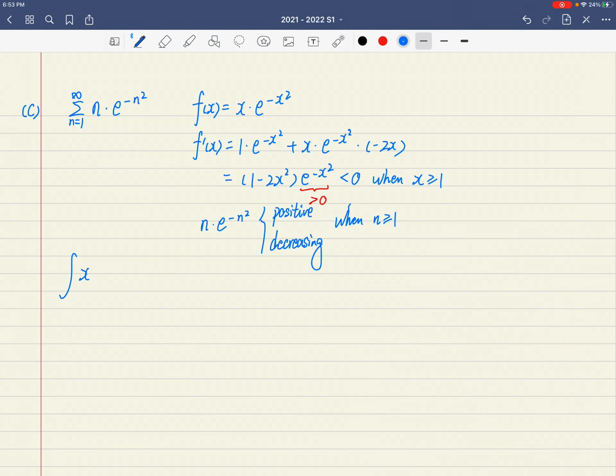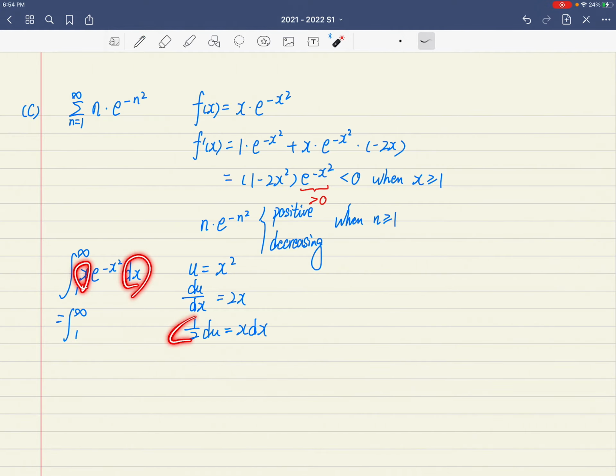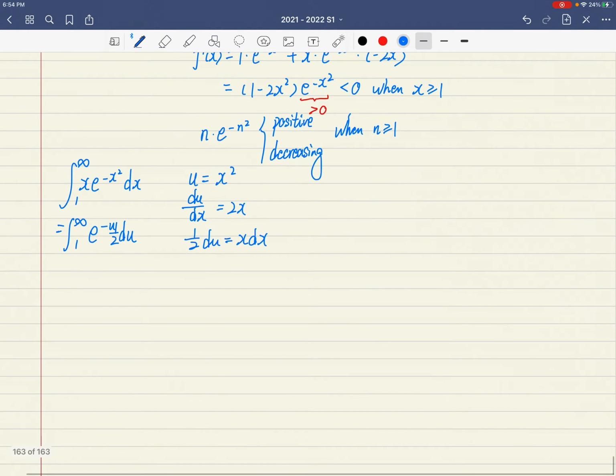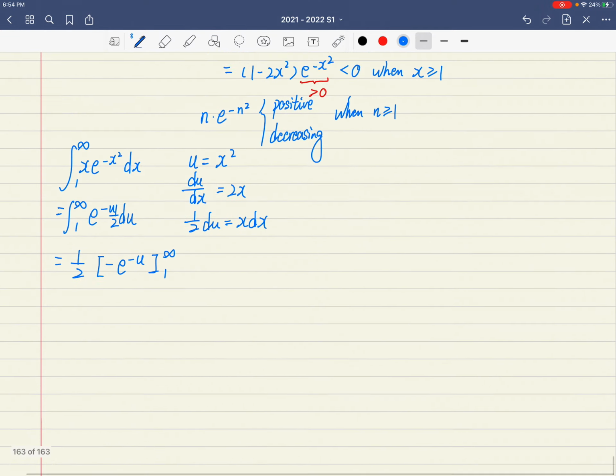So you can just calculate the integral of its fitting function. Again, you can do the substitution, use u equals x squared, so du over dx is 2x. So half du is x times dx. So it is integration from 1 to infinity. x times dx is half du, and here is e to the power of negative u, du. So it's half e to the power of negative u. The integral is negative e to the power of negative u from 1 to infinity.